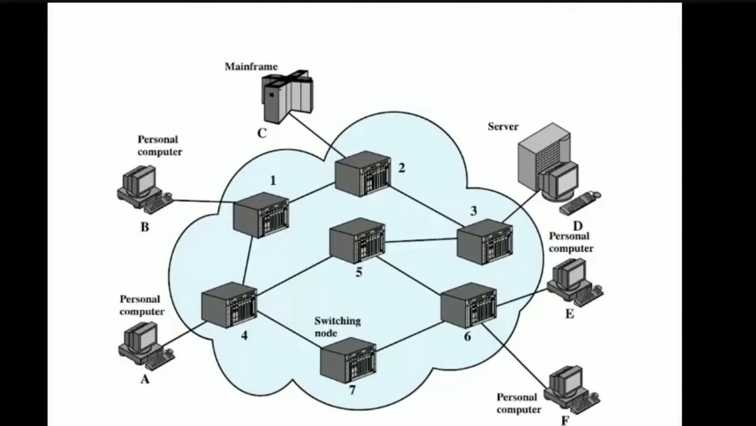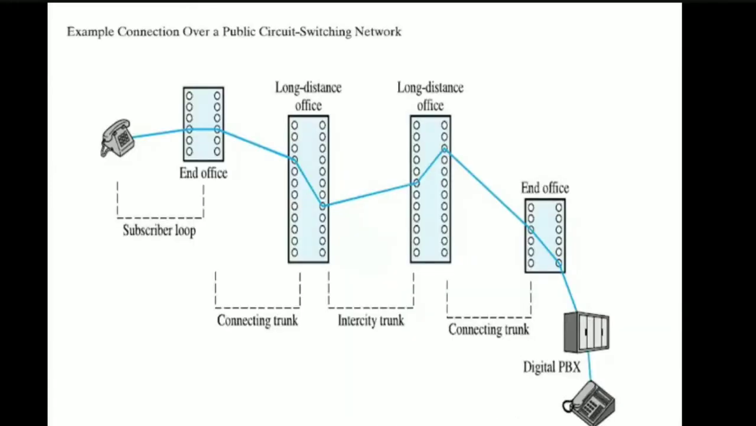So this is how the circuit disconnection is going to be done. Okay, so these are the three phases. Okay, so if you see here, we have some example of public circuit switched network.